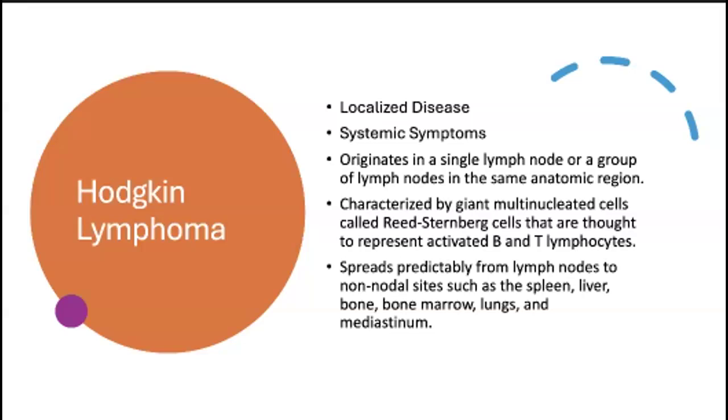It does have a predictable spread, where it starts at the lymph nodes, goes to the spleen, liver, bone marrow, lungs, and then to the mediastinum. The etiology, the exact cause, is unknown. We do see some possible infectious associations. After kids have herpes virus, cytomegalovirus, or Epstein-Barr virus, we can see these infected Reed-Sternberg cells that play the role.